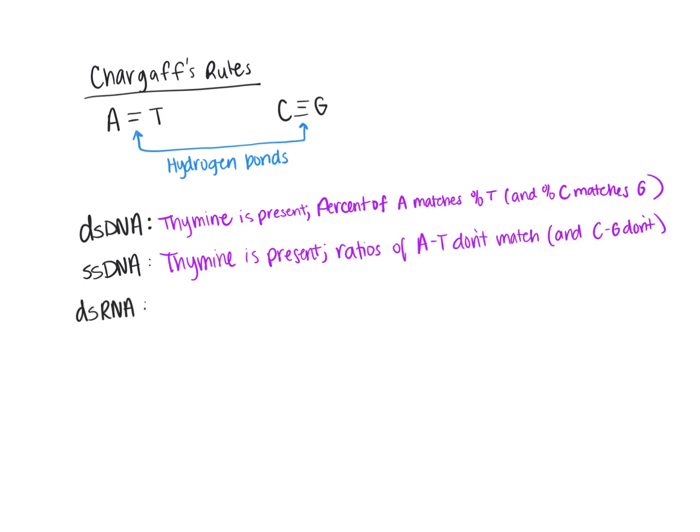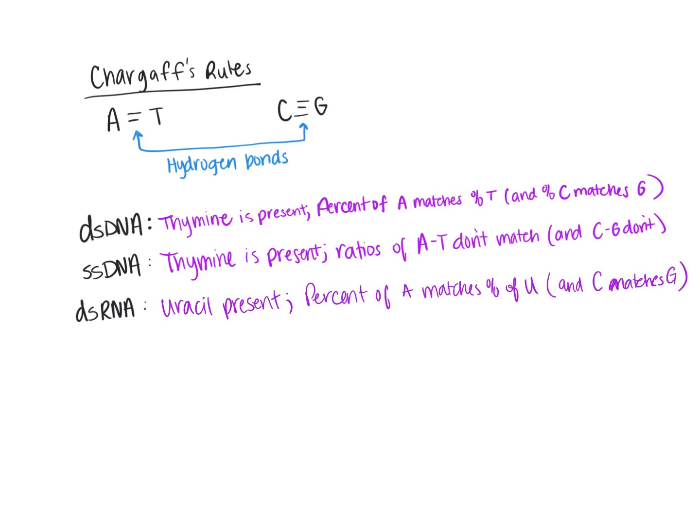Now, some viruses have double-stranded RNA as their genetic information. And the thing about RNA that you need to remember is that RNA does not have thymine. So what you would see is similar to what we have with the double-stranded DNA, only now thymine is absent, and instead you're going to have uracil present. But the ratios of A to U are going to be very similar, and the ratios of C and G will also be similar. So last is the single-stranded RNA. And like the single-stranded DNA, those ratios of A and T don't match, and C and G are not going to match either. But again, uracil will be present.